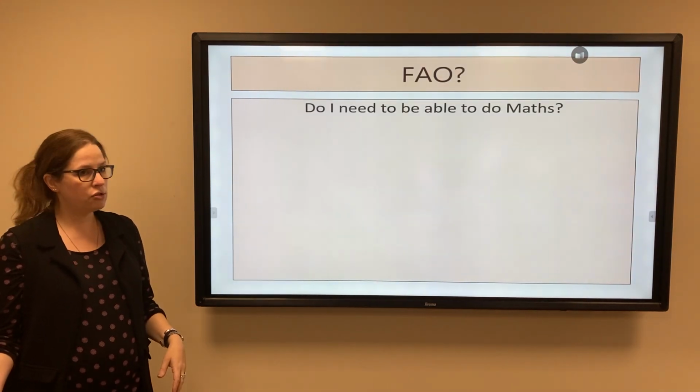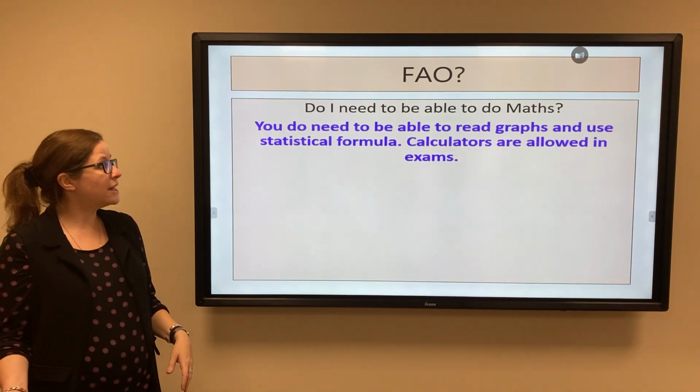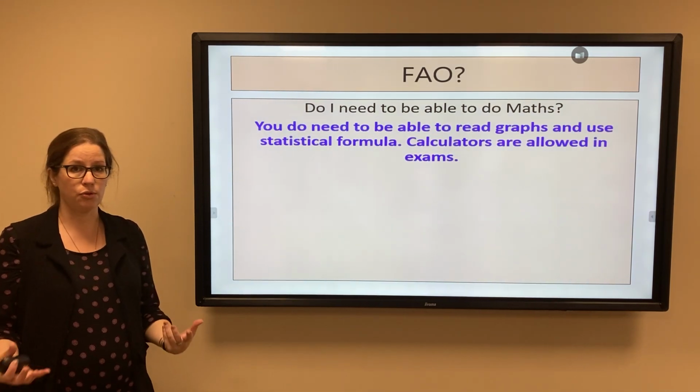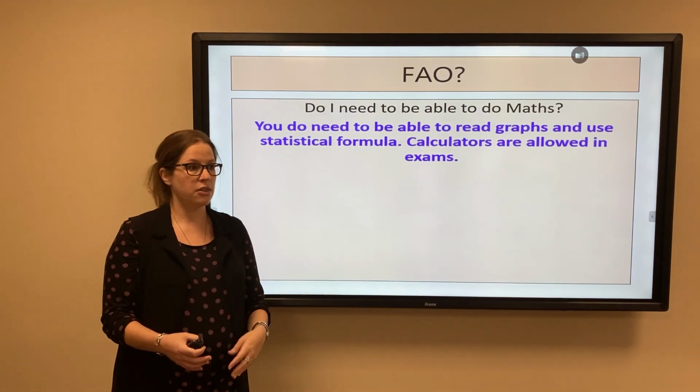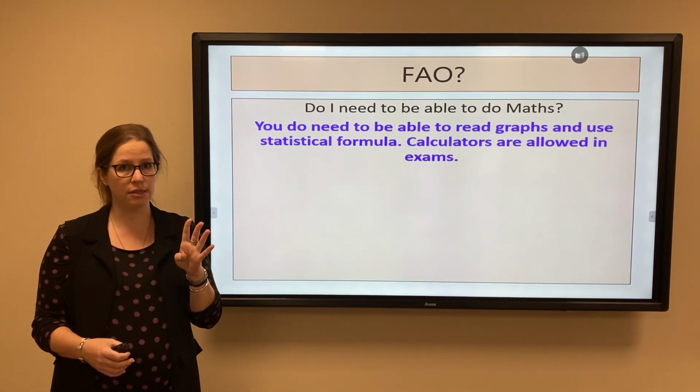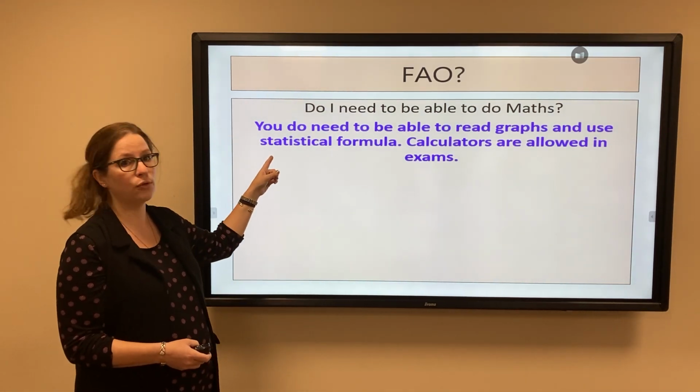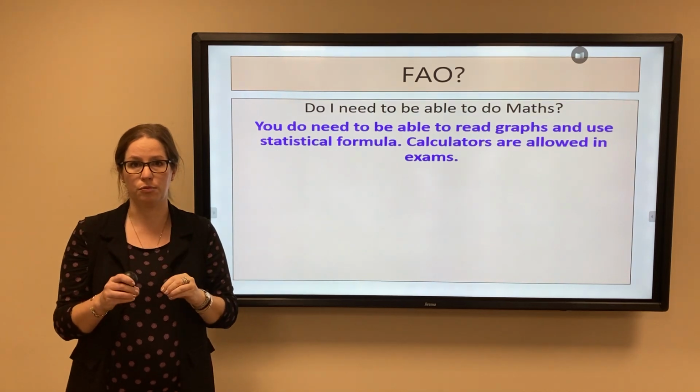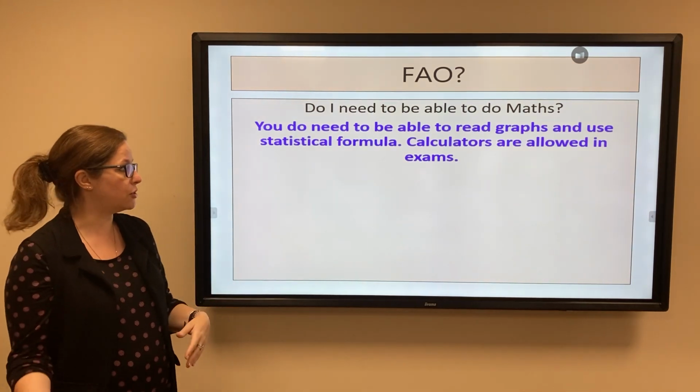Frequently asked questions, do I need to do maths? You only need to have basic math skills. You're allowed to calculate it in the exam. There's 4 marks in paper 1 and 4 marks in paper 2, where you're given a statistical formula and you have to fill in the numbers on that formula. So that's the only maths that you need to be able to do.